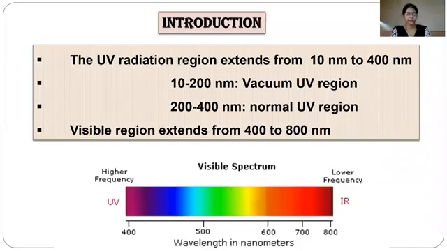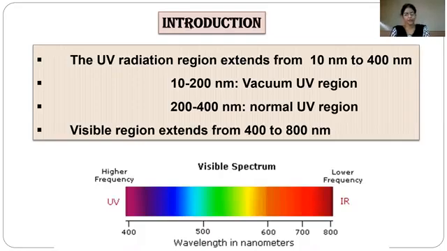The ultraviolet region extends from 10 nanometer to 400 nanometer, and the total UV region is divided into two regions. 10 to 200 nanometer is known as vacuum UV region. 200 to 400 nanometer is known as normal UV region.